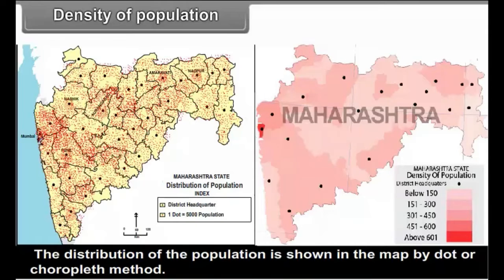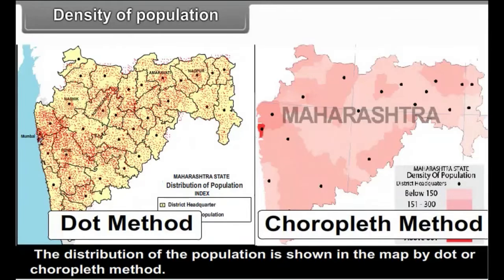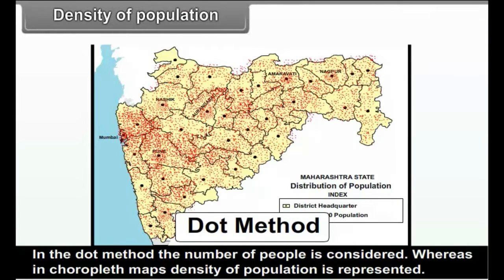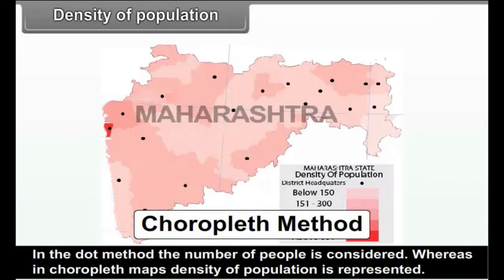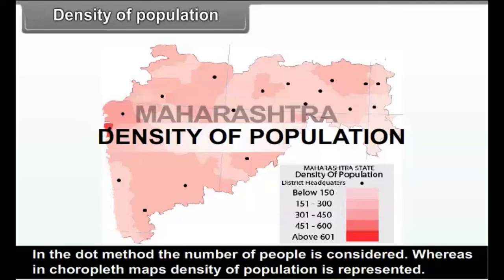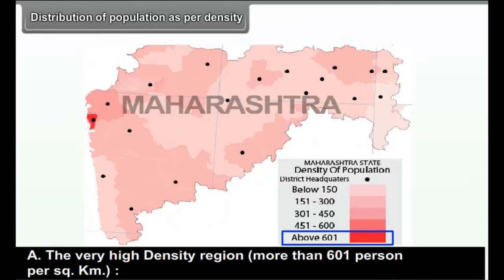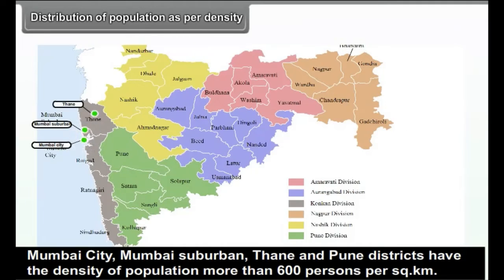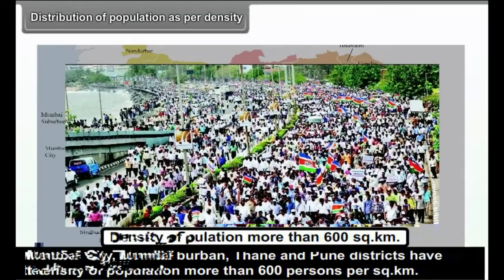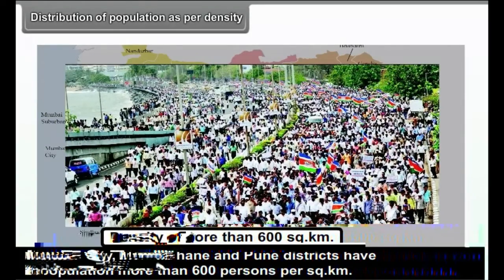The distribution of the population is shown in the map by the dot or the choropleth method. In the dot method, the number of people is considered, whereas in choropleth maps, density of population is represented. We shall study according to the density of population. 7.1.2. Distribution of population as per density. A. The very high density region, more than 601 persons per square kilometer. Mumbai city, Mumbai suburban, Thane and Pune districts have a density of population more than 600 persons per square kilometer.